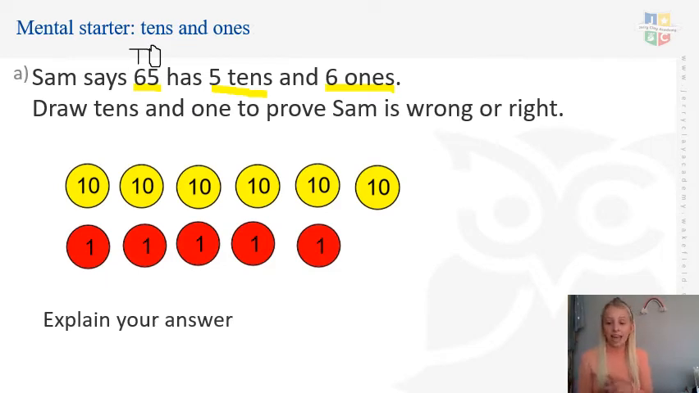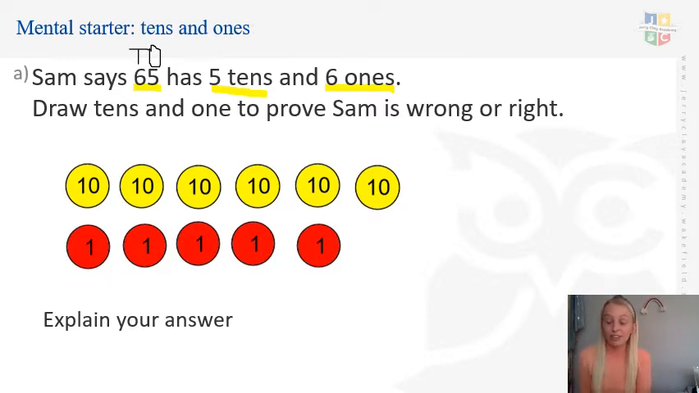But now we need to explain why Sam was wrong. So you can do this in your exercise book. Using the tens and ones that you've drawn, can you use those amounts and your counting to explain why Sam is wrong and 65 does not have 5 tens and 6 ones? So pause the video now and have a go.